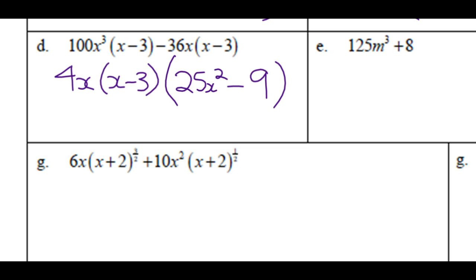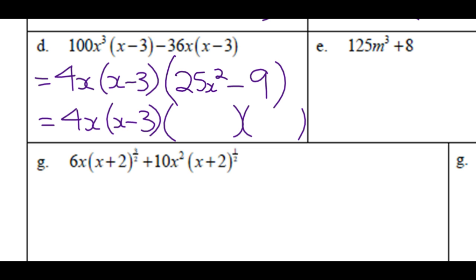Okay, so do it. You do that, I'll do this. Oh, don't forget an equal sign. And what goes in here? 5x plus 3, 5x minus 3. So again, it's a difference of squares, right?